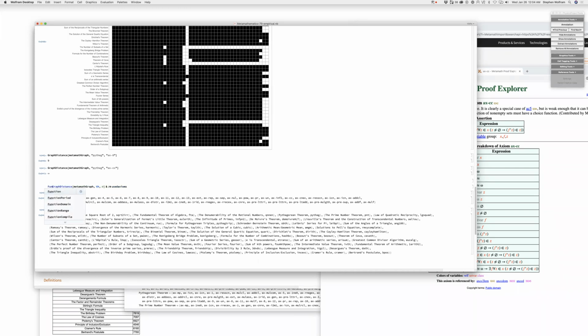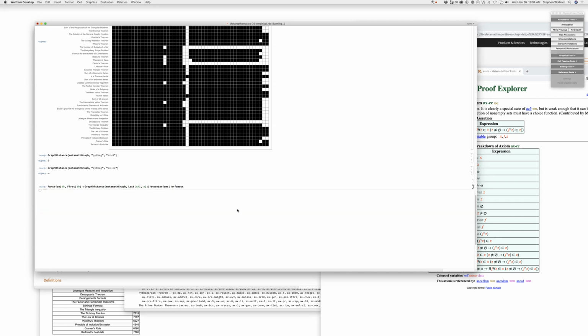and then that from the theorem, well, let's just say first of that goes to that last of that. And then this whole thing mapped over famous. Wasn't the most efficient way to do it.